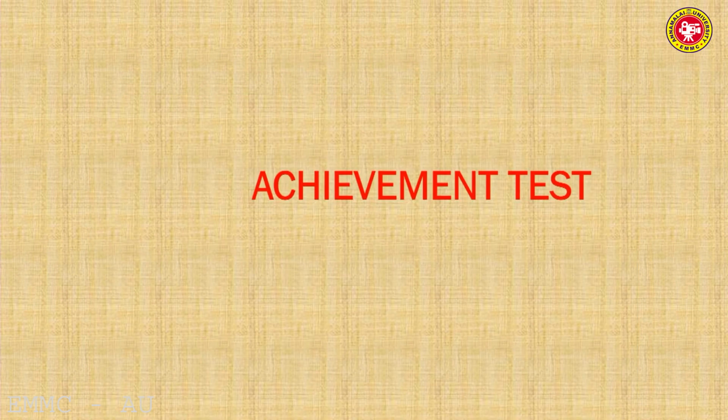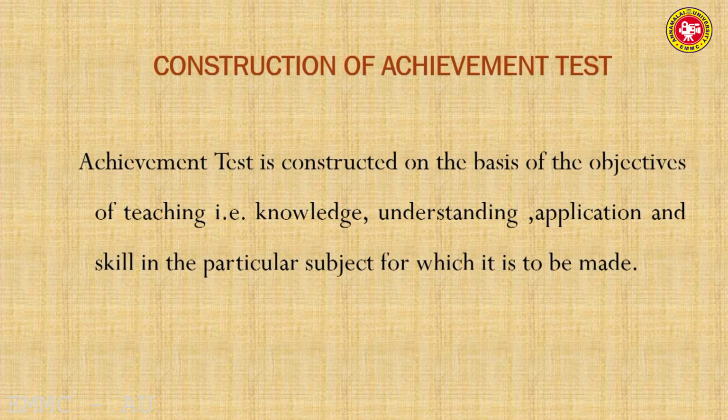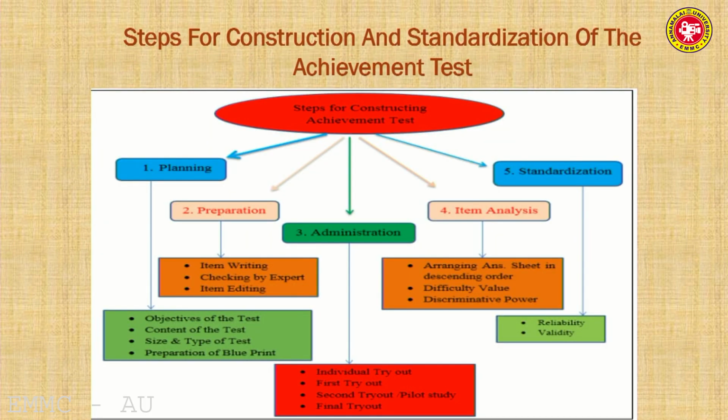Then the second important topic you have to see is achievement test. Under that we have to see construction of achievement test. An achievement test is constructed on the basis of the objectives of teaching: knowledge, understanding, application and skill in the particular subject for which it is to be made. See here, steps for construction and standardization of the achievement test. Under that we have to follow 5 steps.